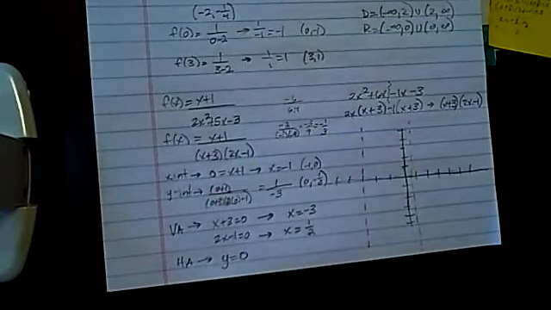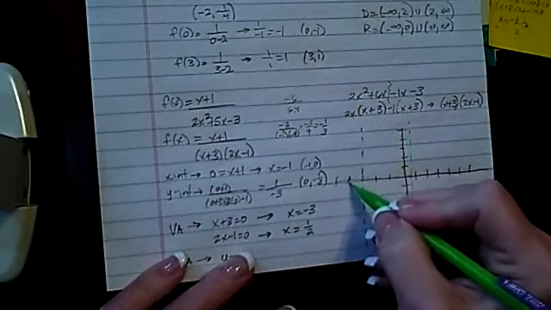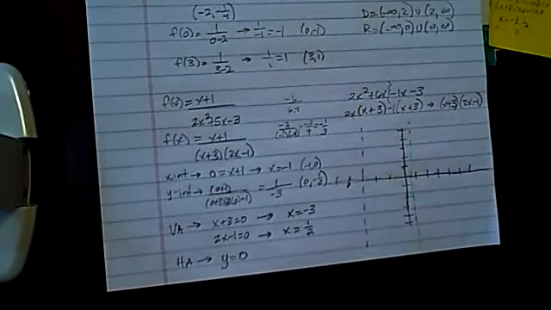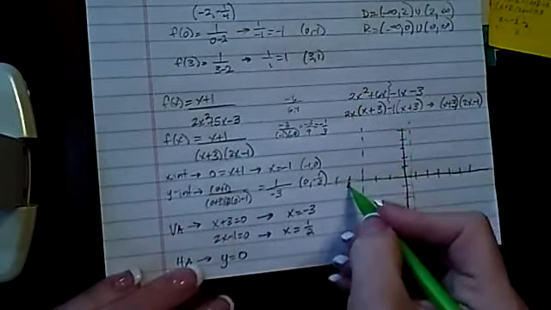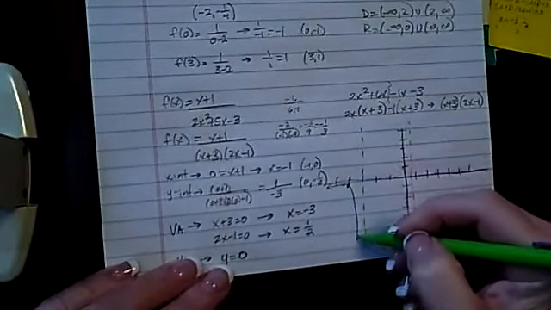So when I picked negative 4, then I know negative 1/3 somewhere in there. So what I know from there is that my graph is going to go here and it's going to go here.